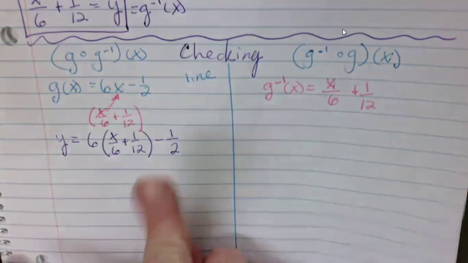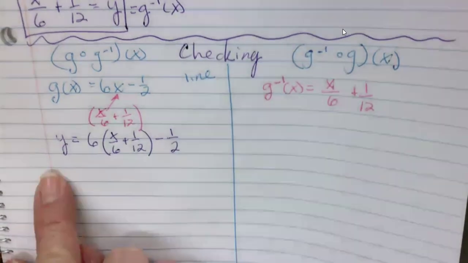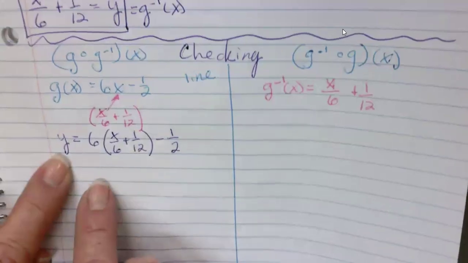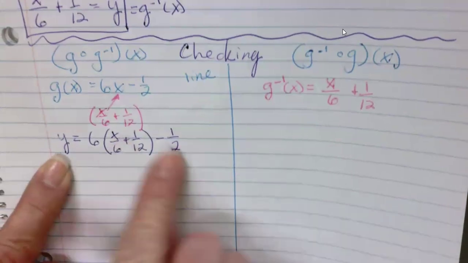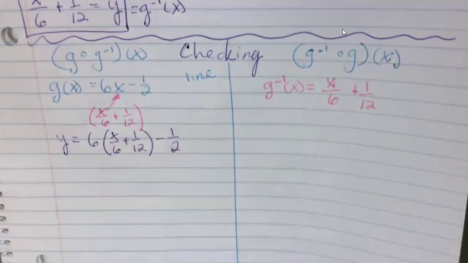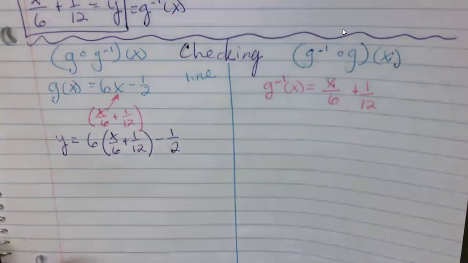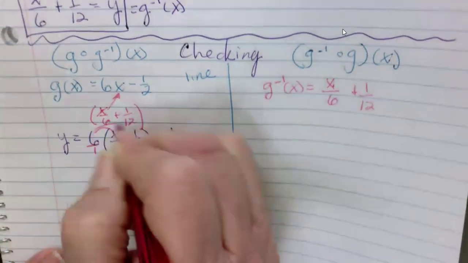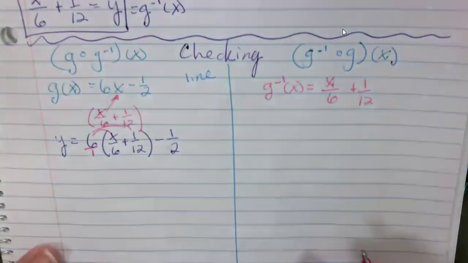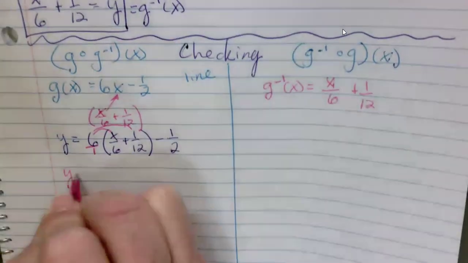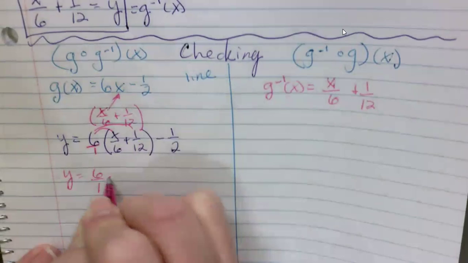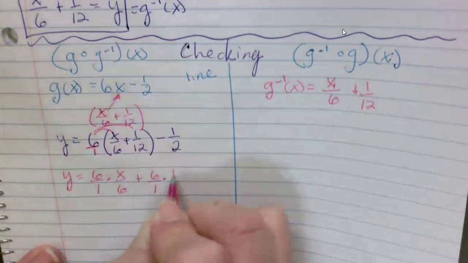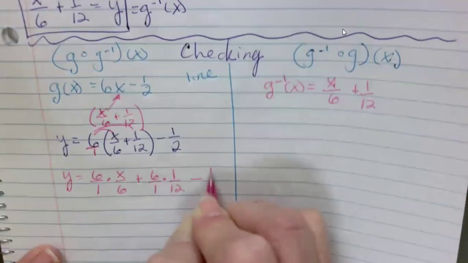If you're thinking you want to add half to both sides, we would not do that because we're not trying to get the x by itself. We want to know what y equals. So we actually just want to solve all of this side, do as much work as we can there. Okay. So we can make this coefficient a 6 over 1 and multiply it times everything inside, right? So that's going to give us y equals 6 over 1 times x over 6 plus 6 over 1 times 1 over 12 minus 1/2.